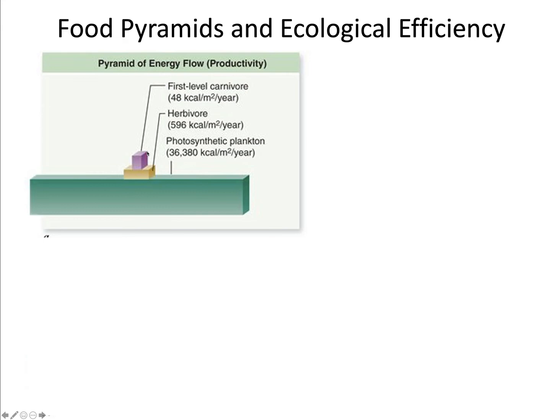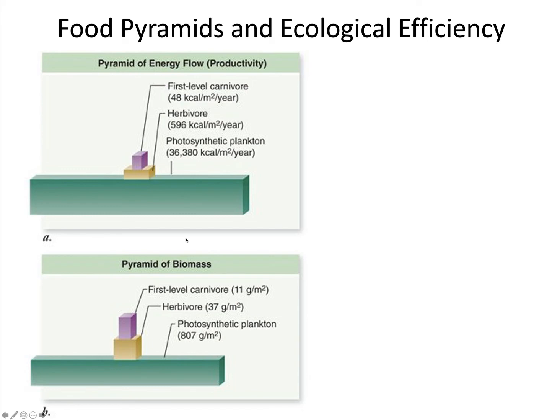And this is basically just a measure of the amount of energy that's produced at each of these levels per square meter per year within a sort of productive area in the ocean. And what you can see is these photosynthetic plankton produce way, way, way more energy per square meter per year than the herbivores or first level carnivores do.